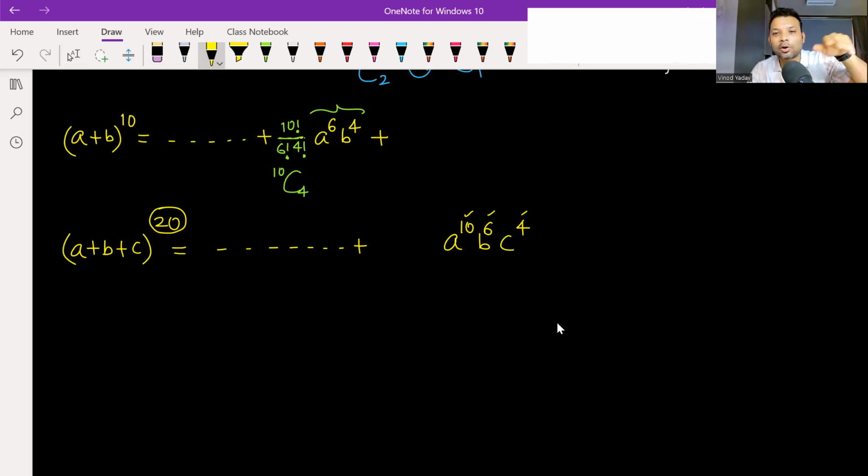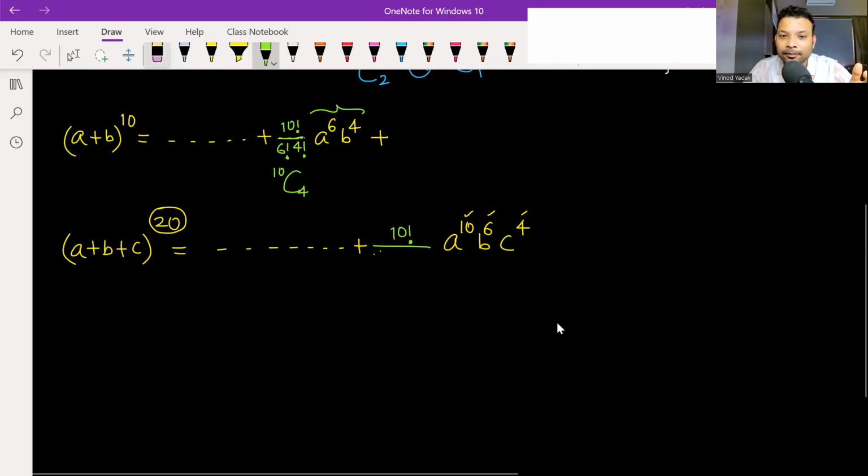I'm giving 10 slots to a, 6 slots to b, 4 slots to c, right? Yeah. So technically it will be what? Total number of arrangements. So 10 factorial, sorry, not 10 factorial, my bad. Total 20 slots are there. So 20 terms are there. So 20 factorial, 10 a's are there. So 10 identical terms, divided by 10 factorial, divided by 6 factorial because there are 6 b's, and divided by 4 factorial, there are 4 c's.